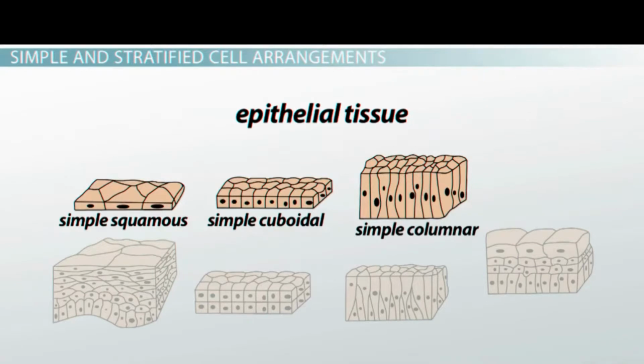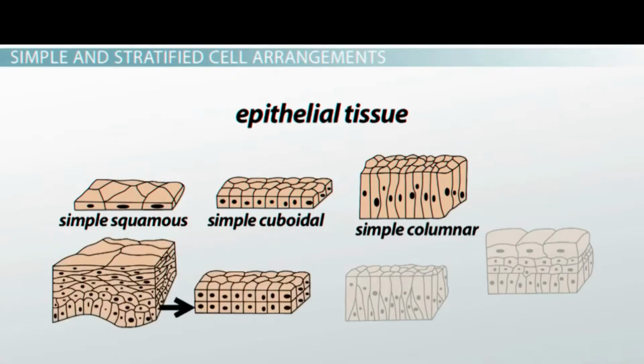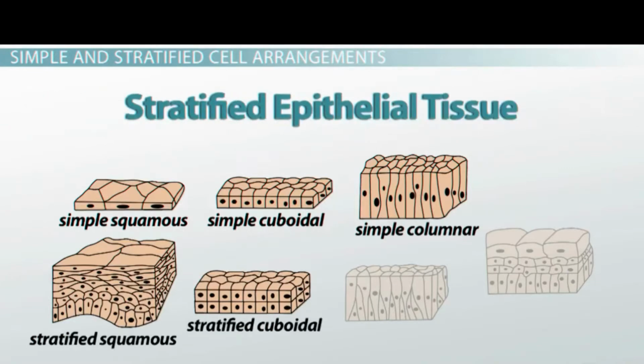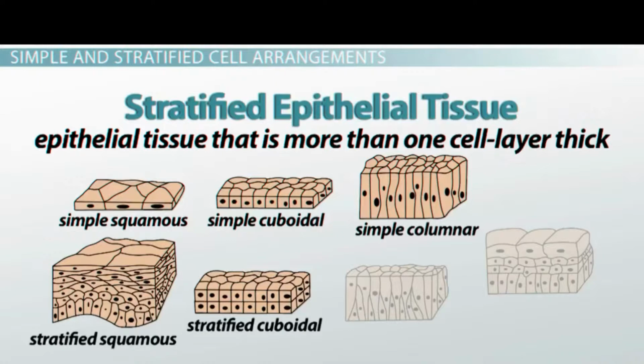However, if we begin to stack our shapes one on top of another, regardless of whether it's two layers or more, this would be called stratified epithelial tissue, which is an epithelial tissue that is more than one cell layer thick.